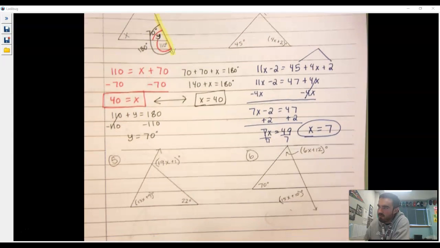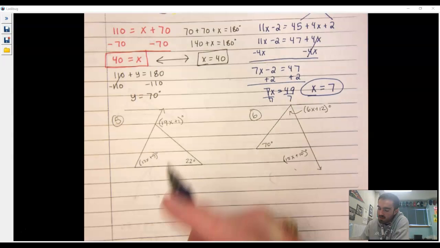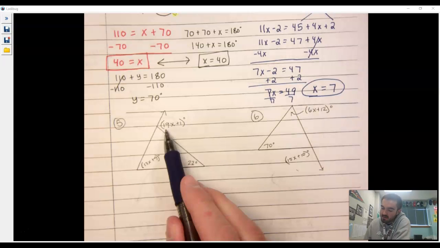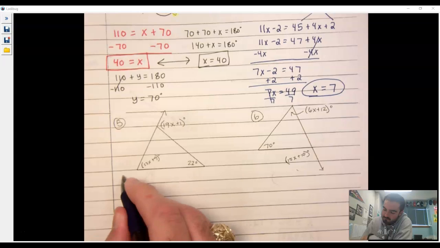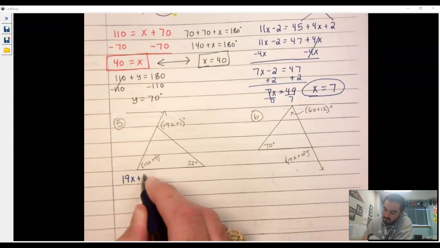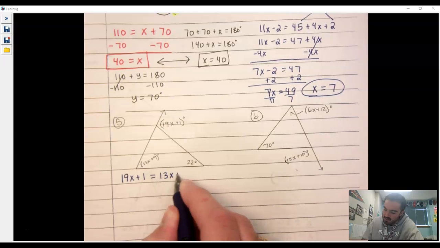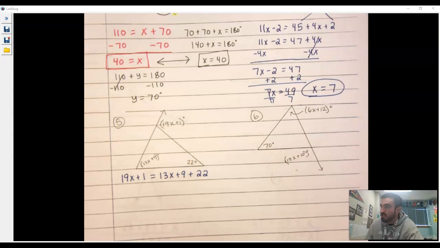Okay, let's keep going. Number 5. Hopefully you guys are kind of getting the hang of it. Once you set up your equation, then it's just kind of doing the same math we've been doing all year so far. Okay, take a look here. Exterior angle is 19x plus 1 equals 13x plus 9 plus 22, because those are my two remote interior angles.